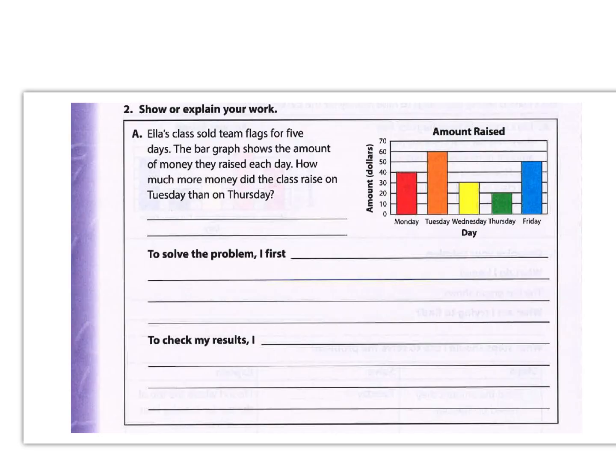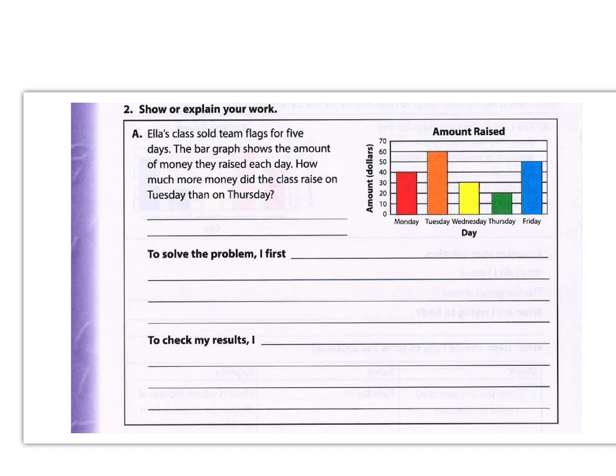Okay, so this part 2, I'm just going to talk about. You don't need to write anything down for this. It says, show or explain your work. So remember, the first thing we did is we found out how much money was raised on Tuesday. So we could see that that was 60. Thursday, and then we found out Thursday was 20. So then all we did is we did 60 minus 20 to find the difference.